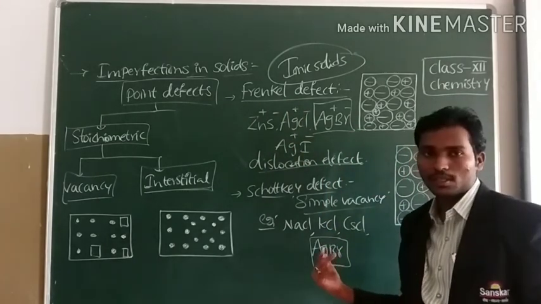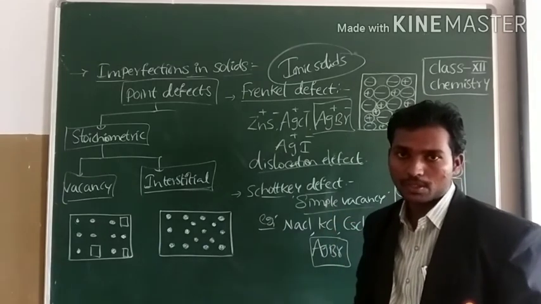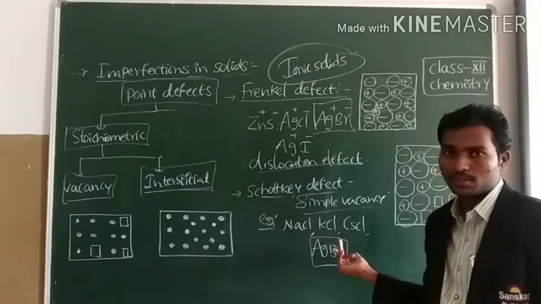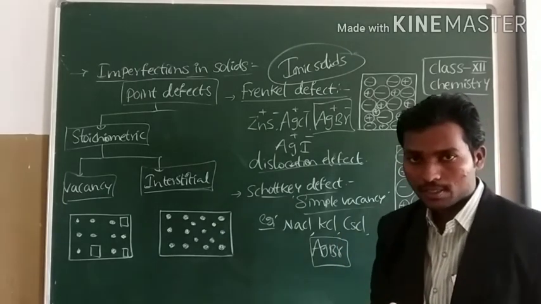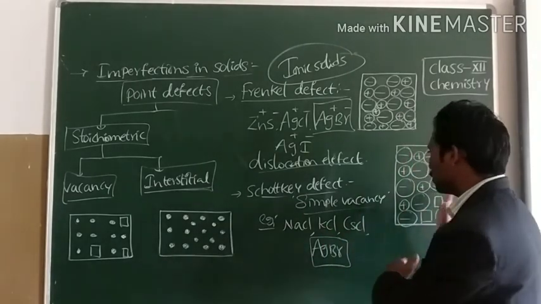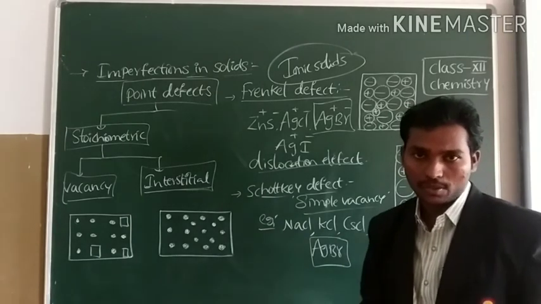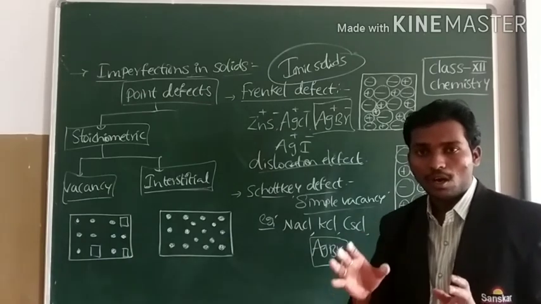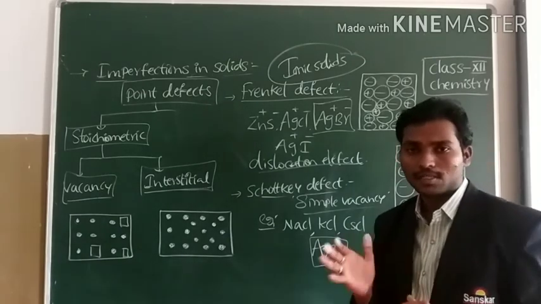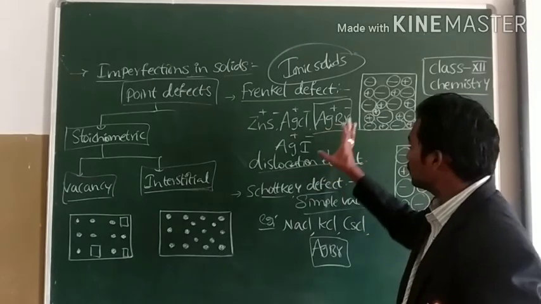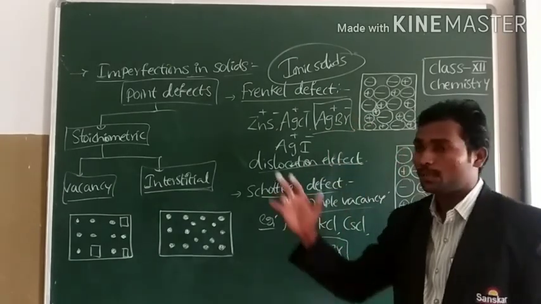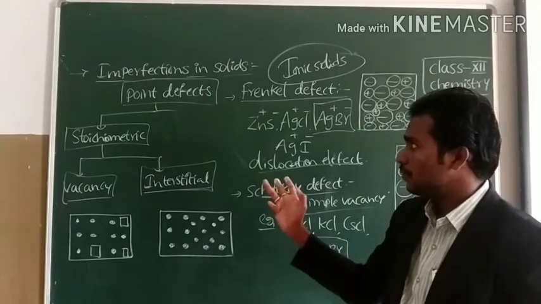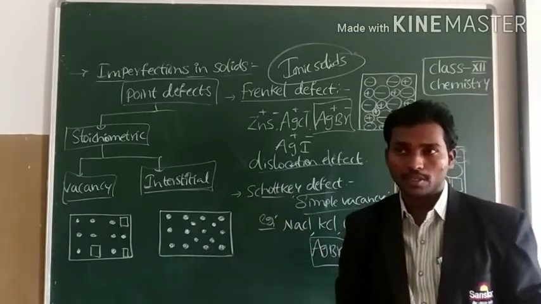And Schottky defect is also called simple vacancy defect because of the removal of ions from the ionic solid. Here, the number of cations removed must be equal to the number of anions removed. This is called Schottky defect. Ionic solids possess Schottky defect when the cations and anions are almost the same size. So this is today's session, children, imperfections in solids, and we still need to discuss impurity defects and non-stoichiometric defects.